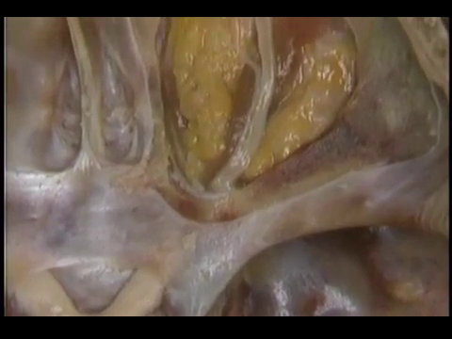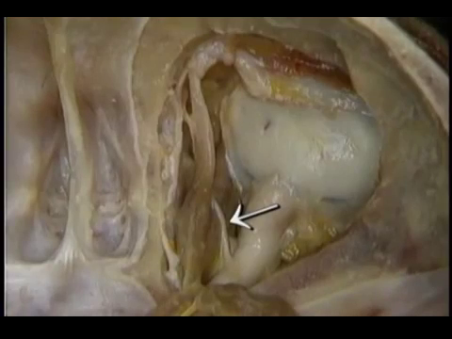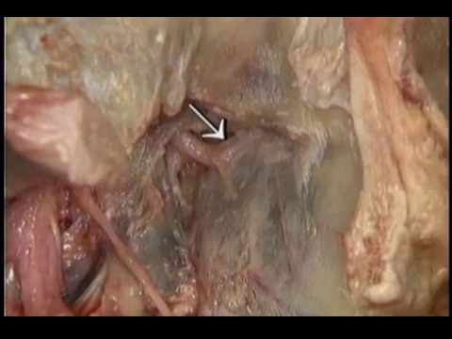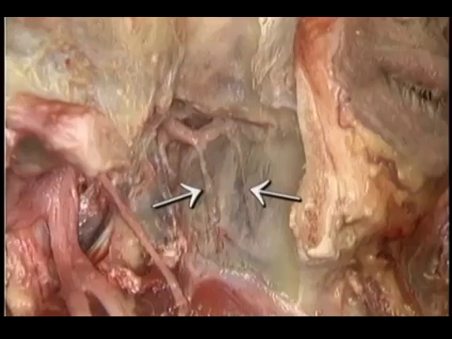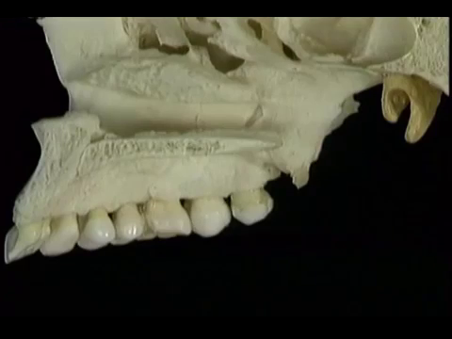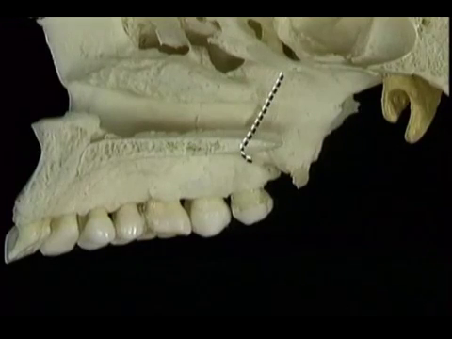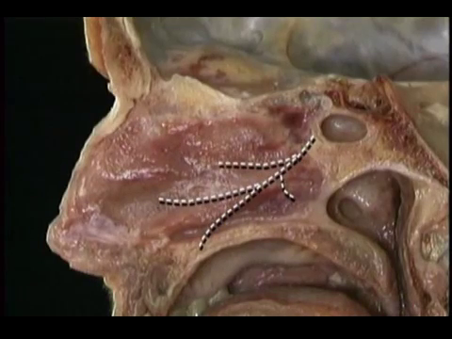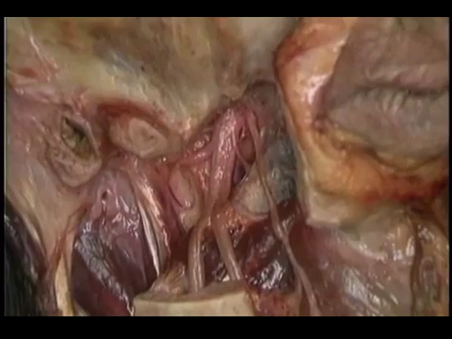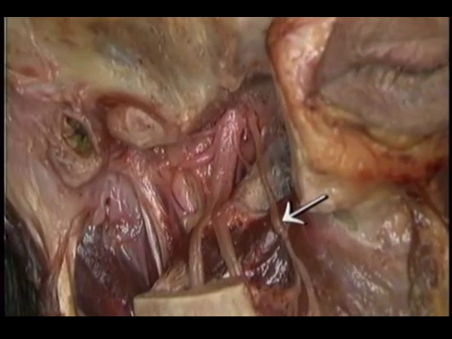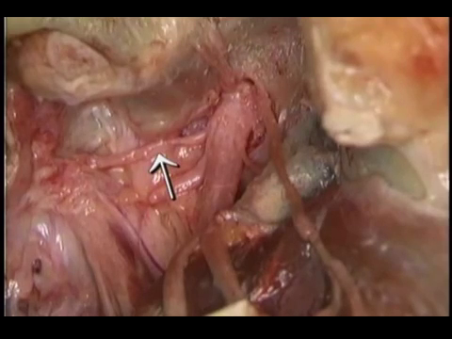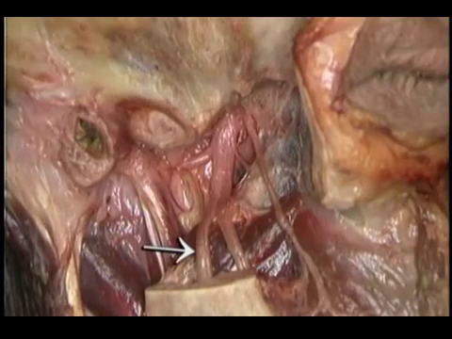Here are the main branches of the ophthalmic, the frontal nerve, the nasociliary nerve, the lacrimal nerve. Here are the main branches of the maxillary, the infraorbital, the posterior and anterior superior alveolar, the palatine nerves, greater and lesser, the nasopalatine nerve, and the zygomaticofacial and zygomaticotemporal nerves. Here are the main branches of the mandibular nerve, the buccal nerve, the motor branches, the auriculotemporal nerve, the lingual nerve, and the inferior alveolar nerve.